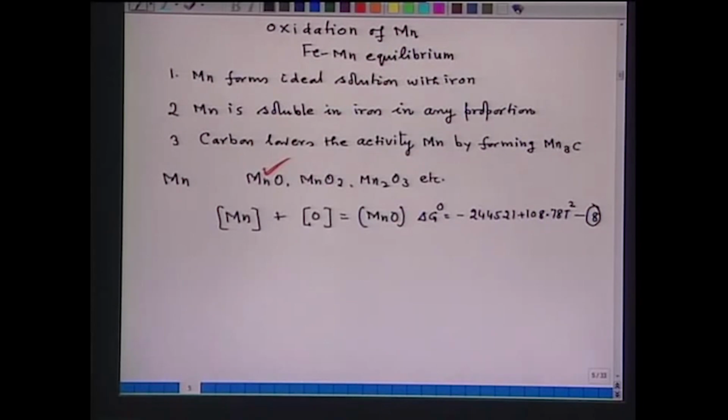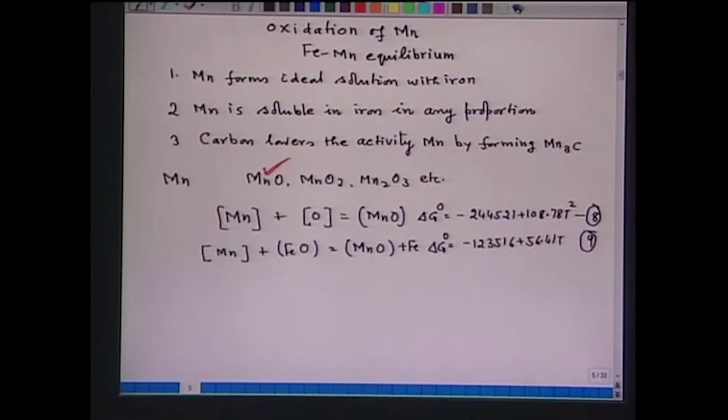Another reaction which is also very important is the oxidation of manganese by the FeO content of the slag, that is Mn plus FeO equal to MnO plus Fe, and delta G naught is equal to minus 123,516 plus 56.41 T. This is equation 9.